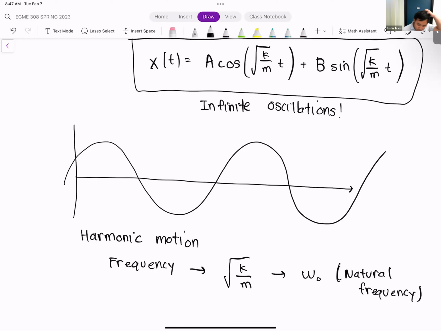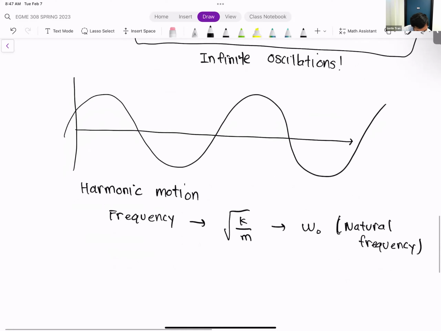Okay, so that's the undamped system. That's when we have just the mass and the spring. So we get very interesting behavior, but also not realistic. We don't often see things oscillating for infinity. So let's introduce some damping.